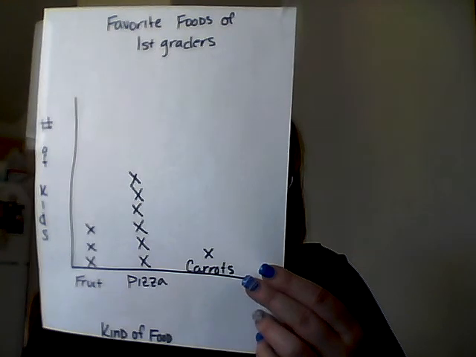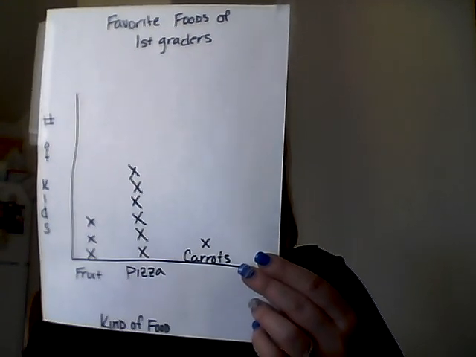So these are the kind of things that you can see from a chart. Now charts can be about anything. They don't, of course, have to be about your favorite food. They could be about how many kids were in the class, how many were boys and how many were girls. It can be how many kids have brothers and sisters, how many kids are an only child.